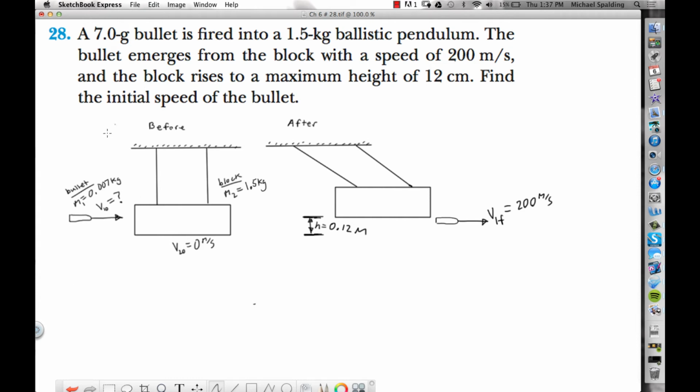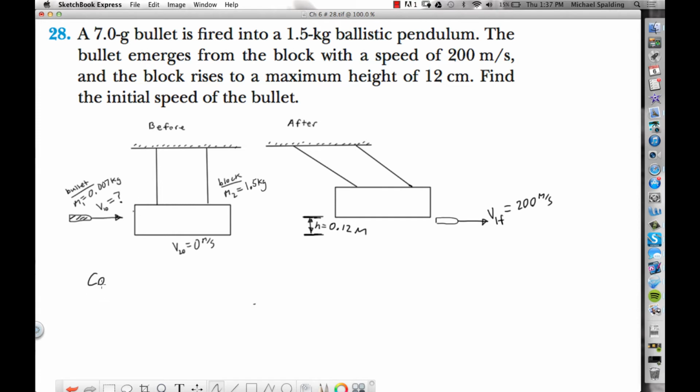All right, so this is conservation of momentum combined with conservation of energy. Now, what we have is a bullet. I'm calling the bullet M1. It collides with this block that's hanging from two ropes here. So that's the collision part.